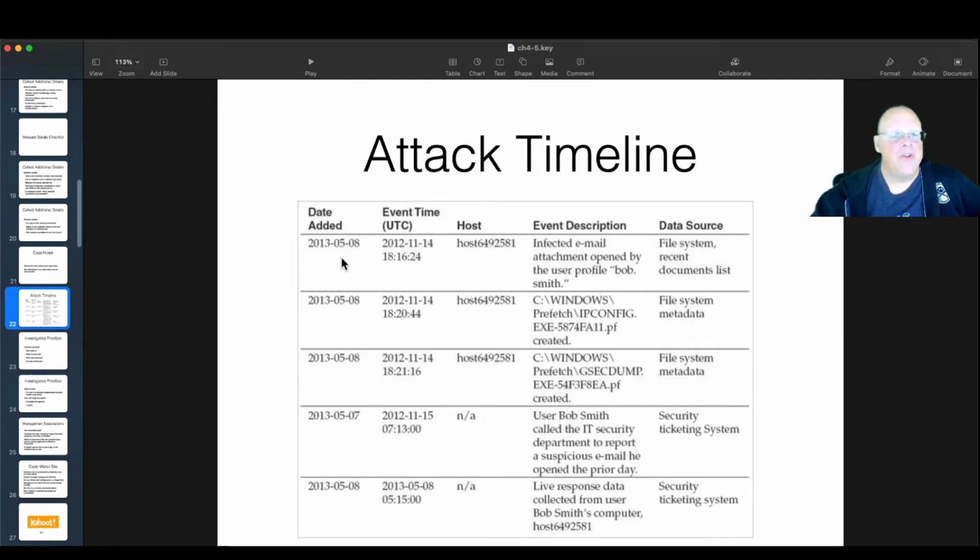And so then you make a timeline. So here's a sample timeline. On this date, somebody opened an infected email attachment. So then it created a prefetch record which showed that it was running ipconfig. So the malware ran the ipconfig command in the background to determine IP addresses. Then it ran something called gsecdump, which I'm not aware of, but apparently that is some hacking tool that did this.